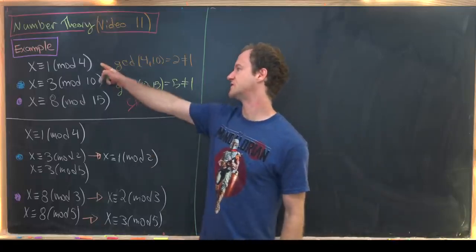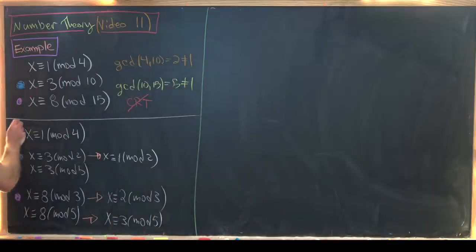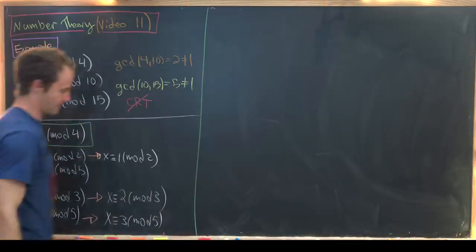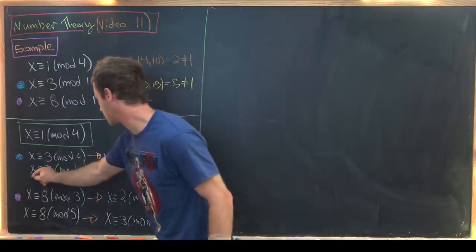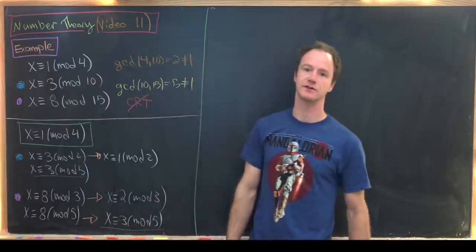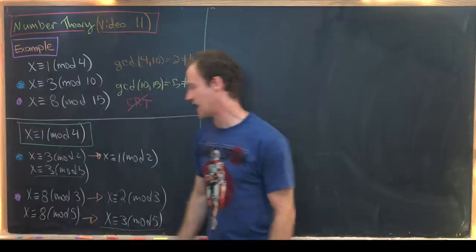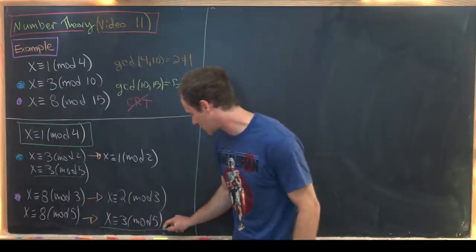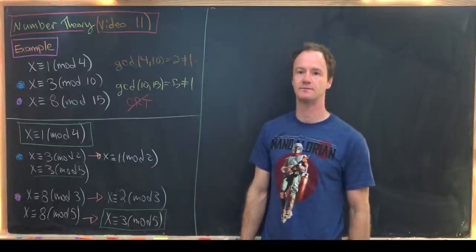Well, let's notice we started with x is congruent to 1 mod 4, so we have to keep that one over here. Another thing we want to notice is that here we've got x is congruent to 3 mod 5, and here we also have x is congruent to 3 mod 5. So wrapped up in this blue dot and this purple dot is that x must be congruent to 3 mod 5. So we'll go ahead and keep that one as well.